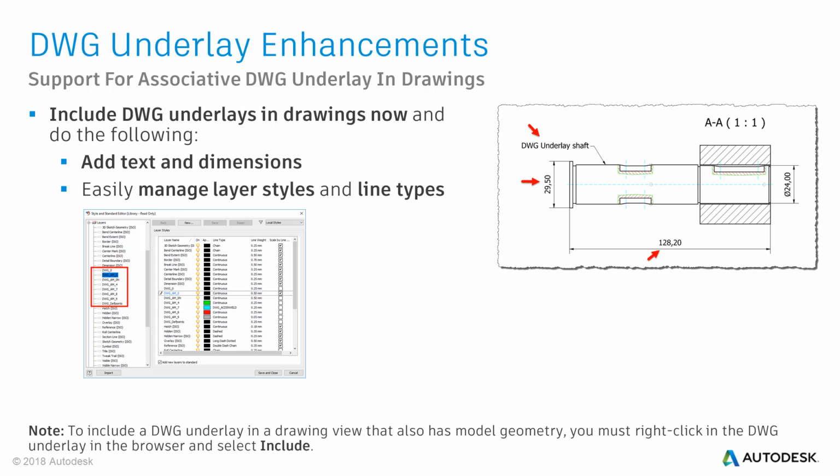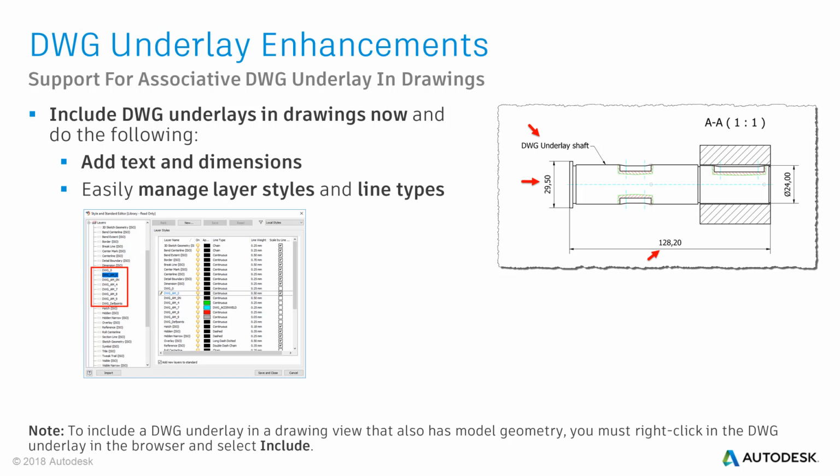You can use the included geometry to add text and dimensions for annotation purposes. You should know that the AutoCAD layer styles and line types are imported into the drawing file as well. Use the Styles and Standards editor to manage those imported AutoCAD layers and line types. Please keep in mind DWG underlays are associative.